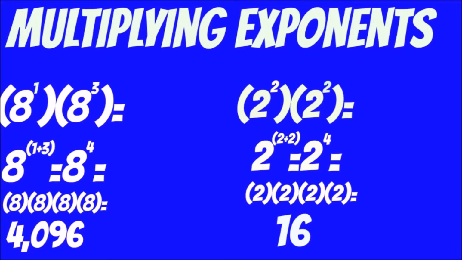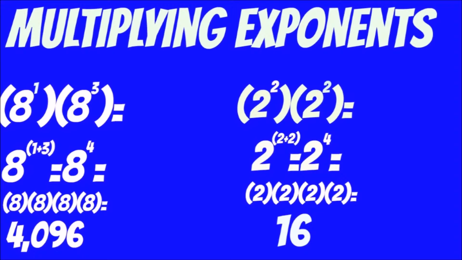When you are multiplying 2 numbers with exponents, and they are the same number, which is the base, all you have to do is leave the base the same. You just add the exponents. Since one 8 has an exponent of 1 and the other 8 has 3, you add both exponents, 1 plus 3, and you get 8 to the power of 4.